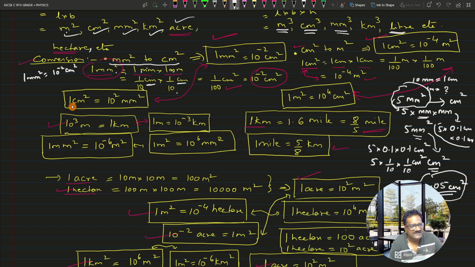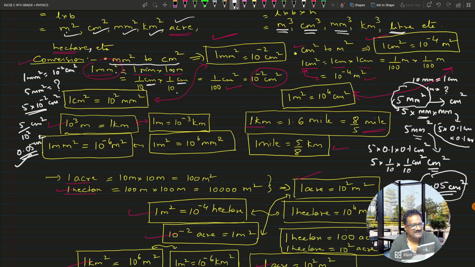But I want 5 millimeter square. 5 millimeter square is equal to how much centimeter square? So now I'll multiply. It will be 5 into 10 raised to minus 2 centimeter square. And 5 into 10 raised to minus 2 is nothing but 5 upon 10 raised to 2 centimeter square, which is nothing but 0.05 centimeter square. See, I got 0.05 centimeter square here also.